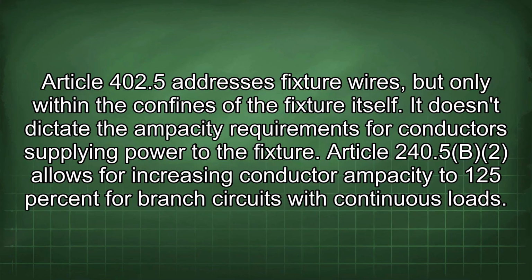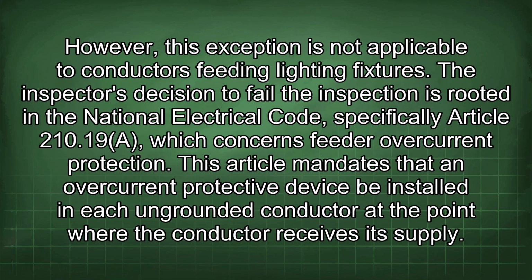Article 402.5 addresses fixture wires, but only within the confines of the fixture itself. It doesn't dictate the ampacity requirements for conductors supplying power to the fixture. Article 240.5(B)(2) allows for increasing conductor ampacity to 125% for branch circuits with continuous loads. However, this exception is not applicable to conductors feeding lighting fixtures.